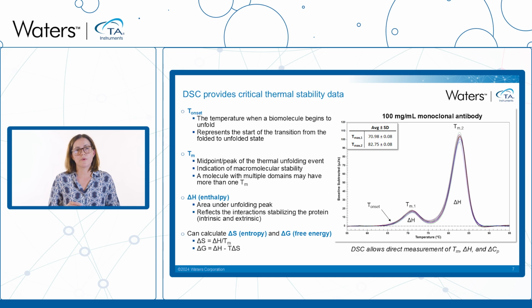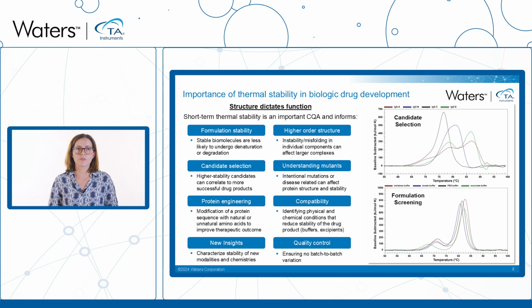So in this example, we are looking at replicate scans for a monoclonal antibody at 100 mg per ml. You also notice how TM values are very reproducible, which is really a characteristic of the great quality data you can get from a DSC. And finally, I also want to mention that DSC data can also indirectly provide values for entropy and Gibbs free energy.